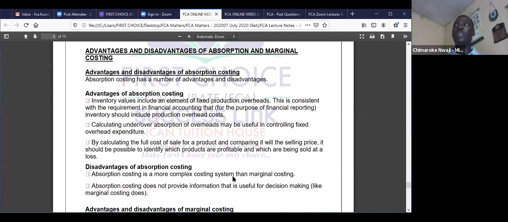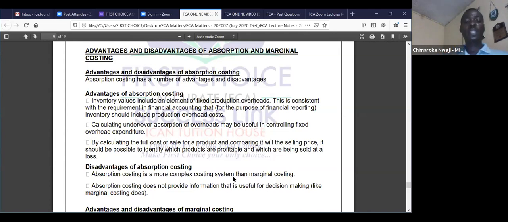So you cannot be selling a product, want to value the cost of the product, and say, no, don't add the fixed cost. You just want to value only the opening stock and you don't want to include the fixed cost. You want to include only variable cost. No, your figures will not be that complete from the financial point of view.